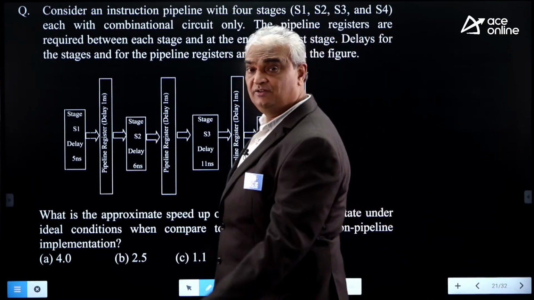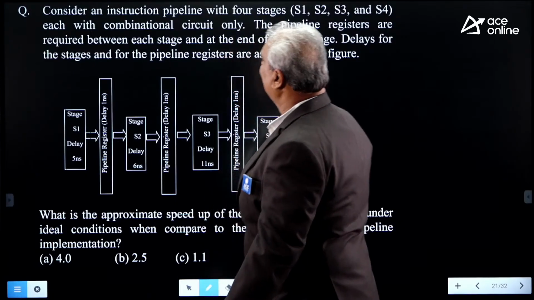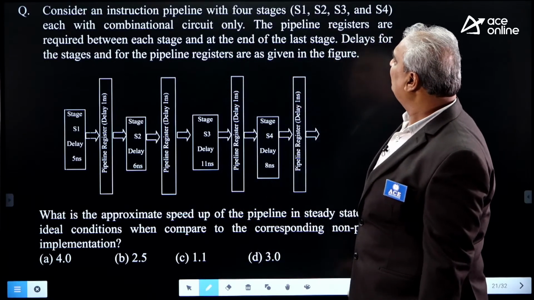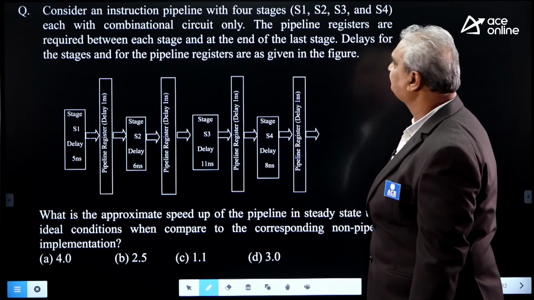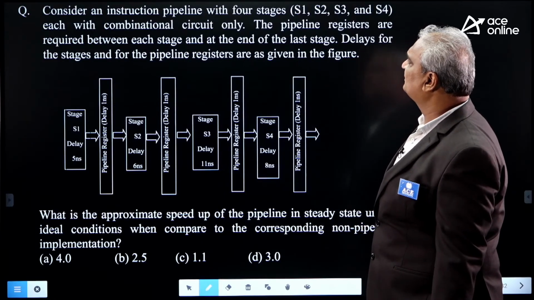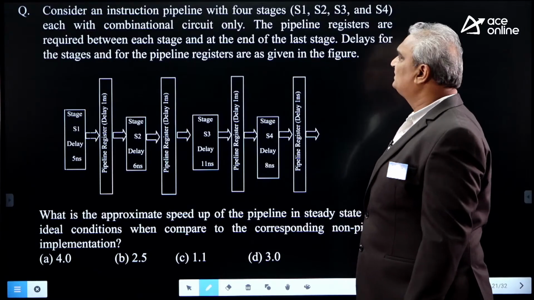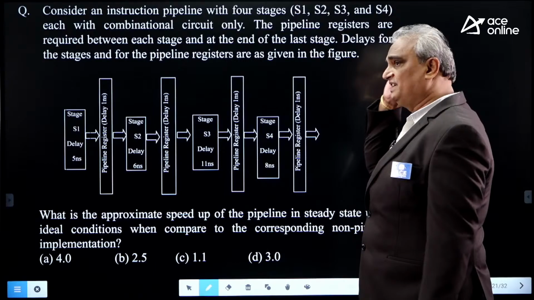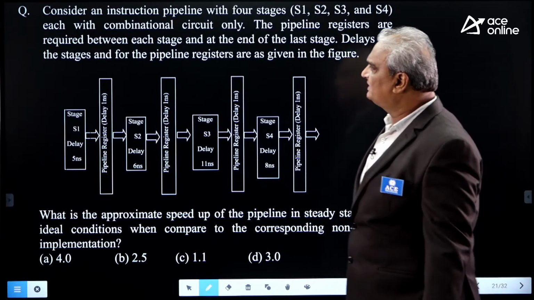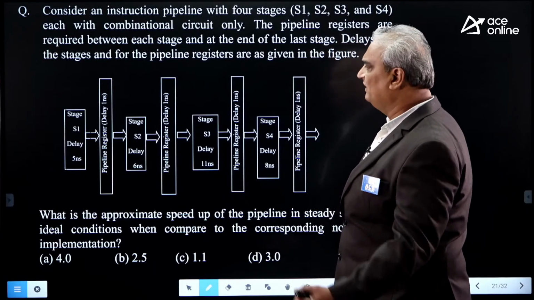Now, observe this question. One more question from pipeline. Consider an instruction pipeline with 4 stages, S1, S2, S3, and S4, each with combinational circuit only. The pipeline registers are required between each stage and at the end of the last stage. Delays for the stages and the pipeline registers are given below.